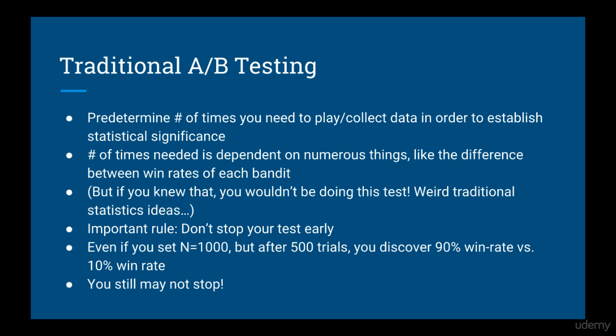An important rule of A/B testing is that you do not stop your test early. So if you decided beforehand that you need to play each bandit 1,000 times, and by the time you get to 500, you've calculated 90% win rate for one bandit and 10% win rate for another bandit, you're not allowed to stop. Luckily, we don't care about statistical significance in this course, so we won't need to follow any of those rules.